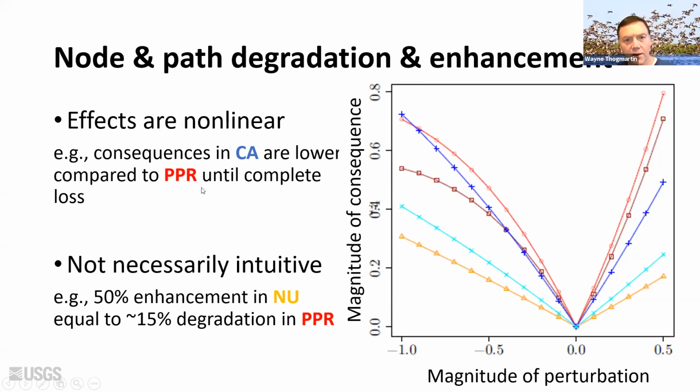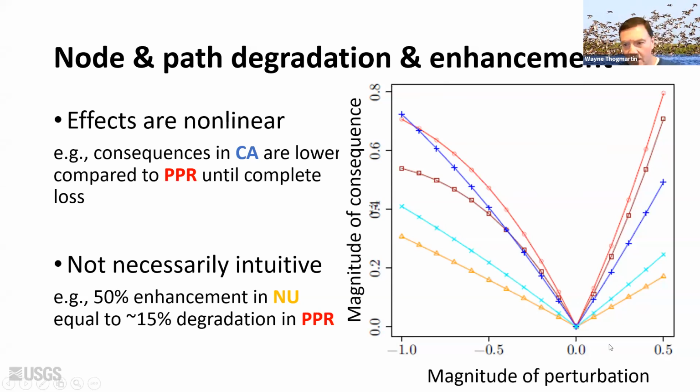So in one example, the consequences in California are lower than those in comparison to the prairie potholes until you get to complete loss. This is the prairie potholes, this is California, and the losses in those areas are not equivalent until you get up to about complete removal from the network. Some of these changes are not necessarily intuitive.